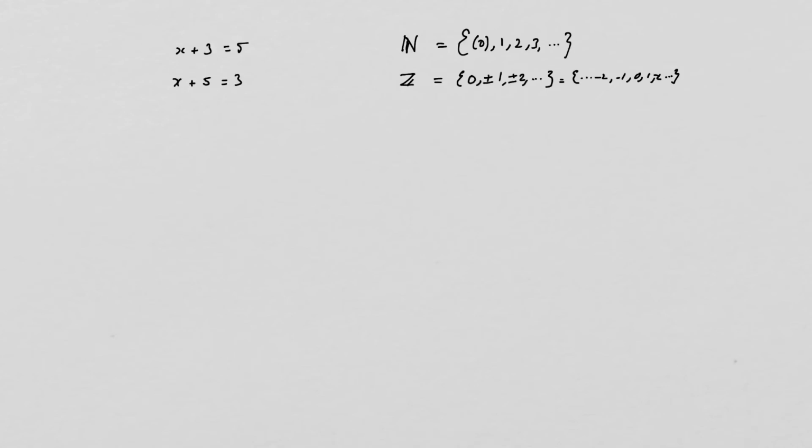Okay, so far so good, but what if we had the equation 3x equals 5? Can we solve that? Well, we can't solve that in either the natural numbers N or the integers Z, because we now need fractions. So we can define the fractions as the set of numbers of the form a over b, such that a and b are integers, and we must stipulate that b is not allowed to be 0, because we can't have a 0 on the bottom of a fraction.